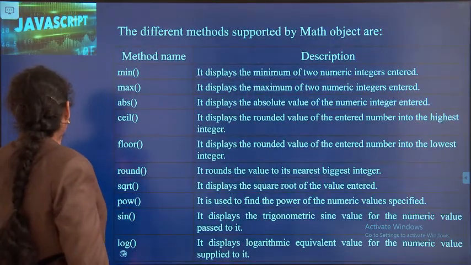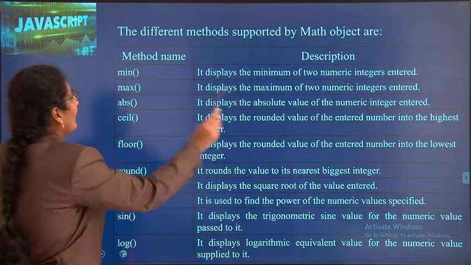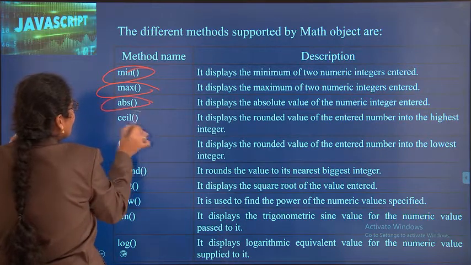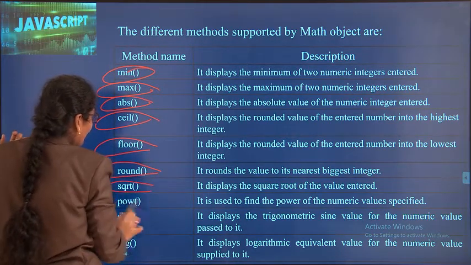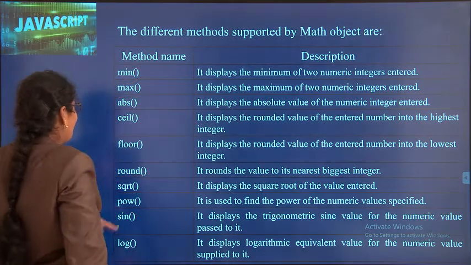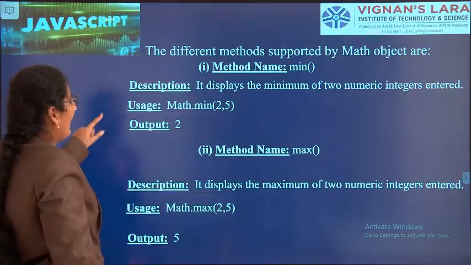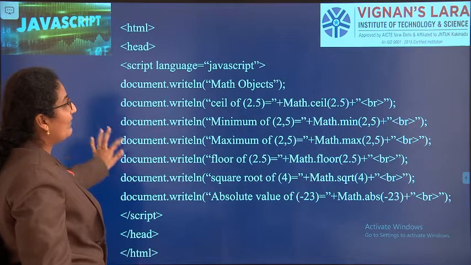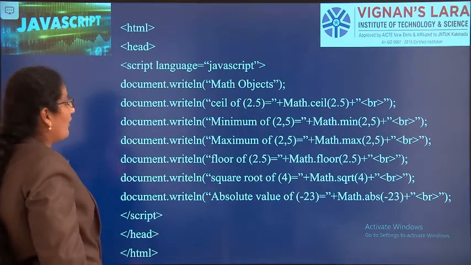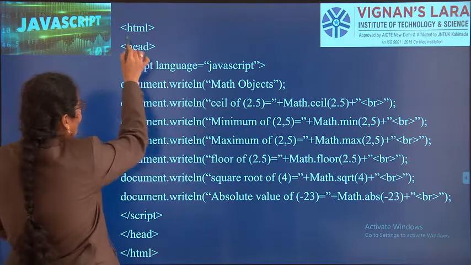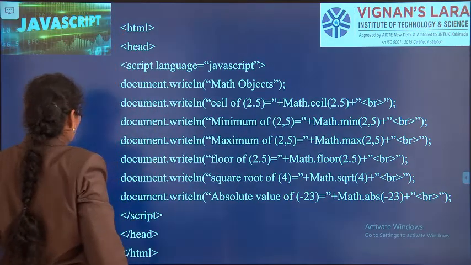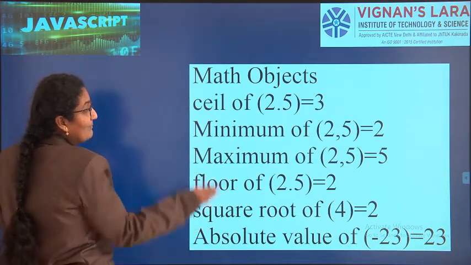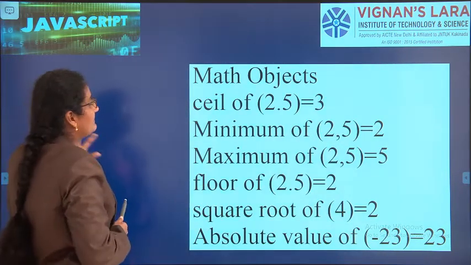This is what math objects we have seen. You can look here, remember, and revise one more time. So math objects are nothing but min, max, absolute, ceiling, flooring, round, square root, power, sign and log. This we have discussed in last class, and examples for that also. And I have told you a program to perform all these math objects. So by running this HTML program, the output will be like this. This is the output of that HTML program. All this you have seen in last class.